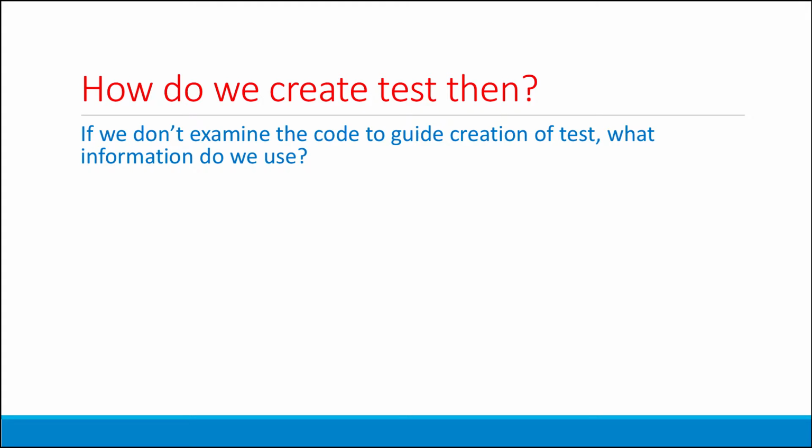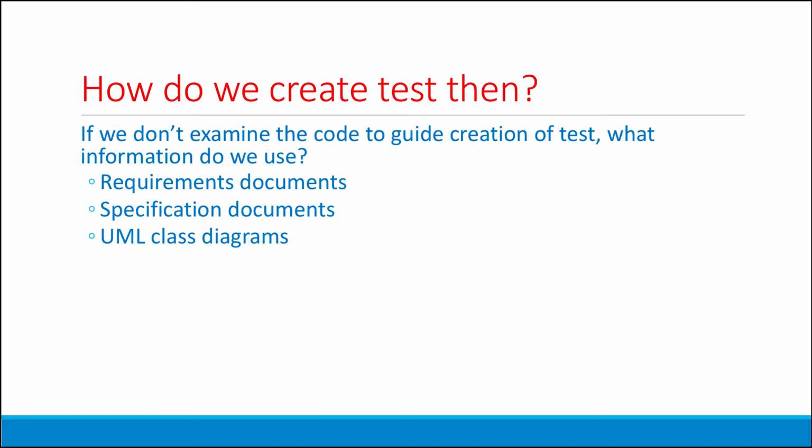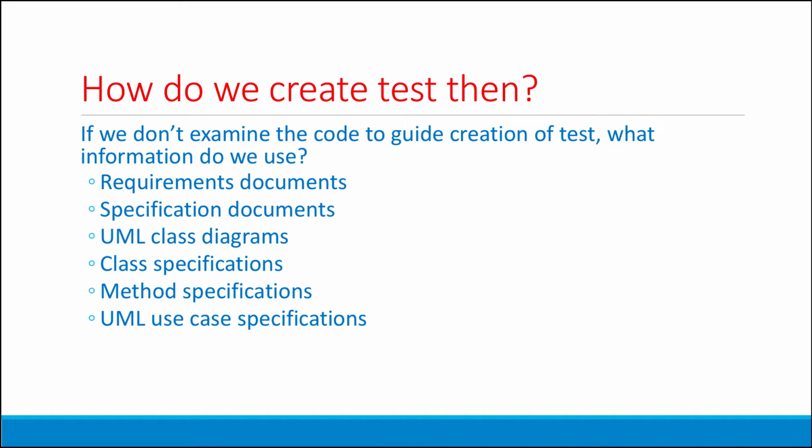If we don't get to examine the code to guide the creation of a test, what information do we use? Well, there are many sources of information, documents and diagrams that are created during the software process that we can use. For example, requirements documents, specification documents, UML class diagrams, class specifications, method specifications, UML use case specifications, and even Agile stories. Each of these provides a different window on the software as it is being developed and can be used to guide test case creation.